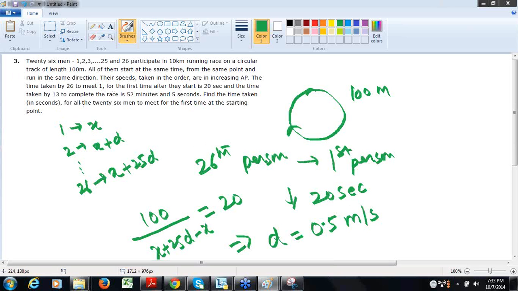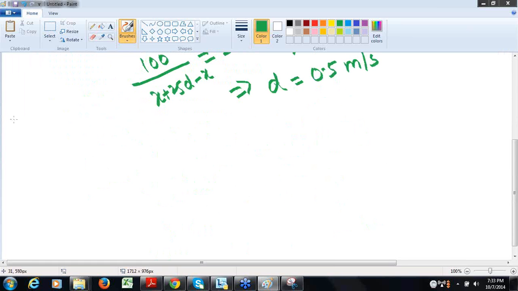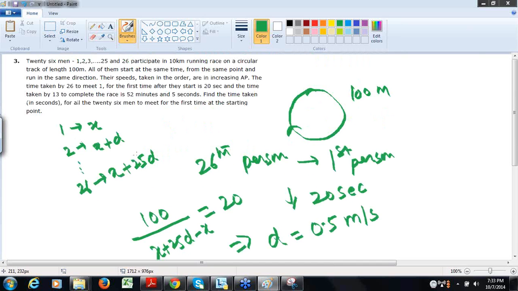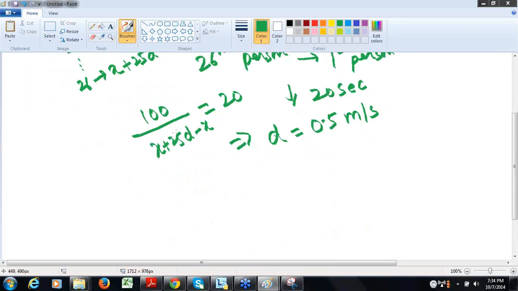Now what is the second part saying? The time taken by 13 to complete the race. See, if two persons are moving in the same direction, what will be the relative speed? X minus Y. So X plus 25D is the speed of the 26th person and X is the speed of the first person. So the relative speed will be 25D and distance is 100. So 100 upon 25D is equal to 20. That has been given.